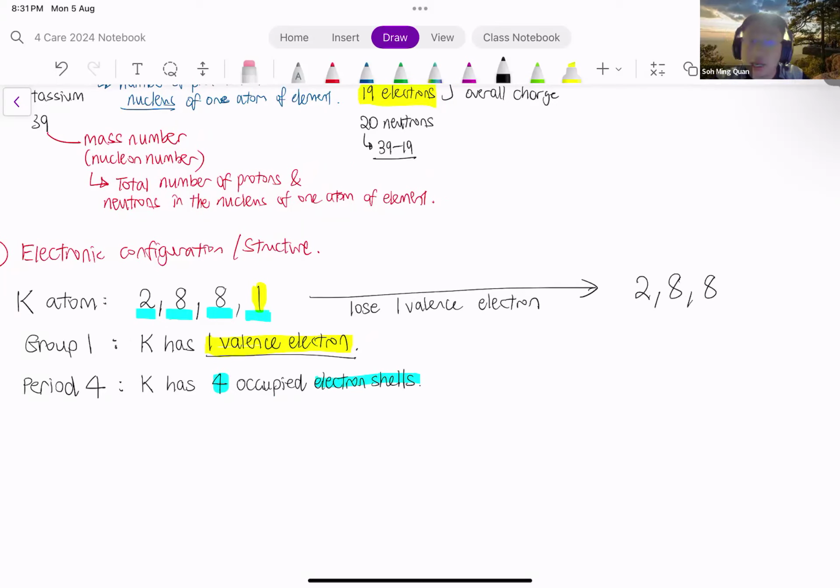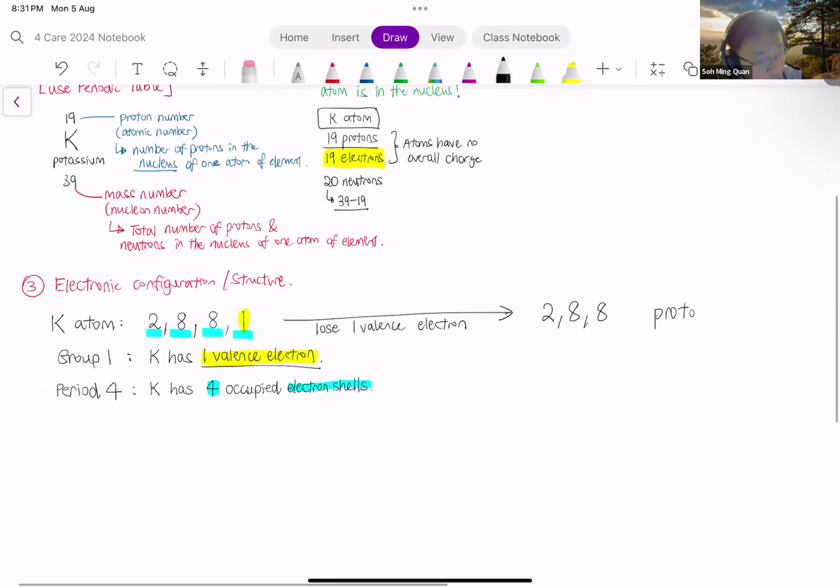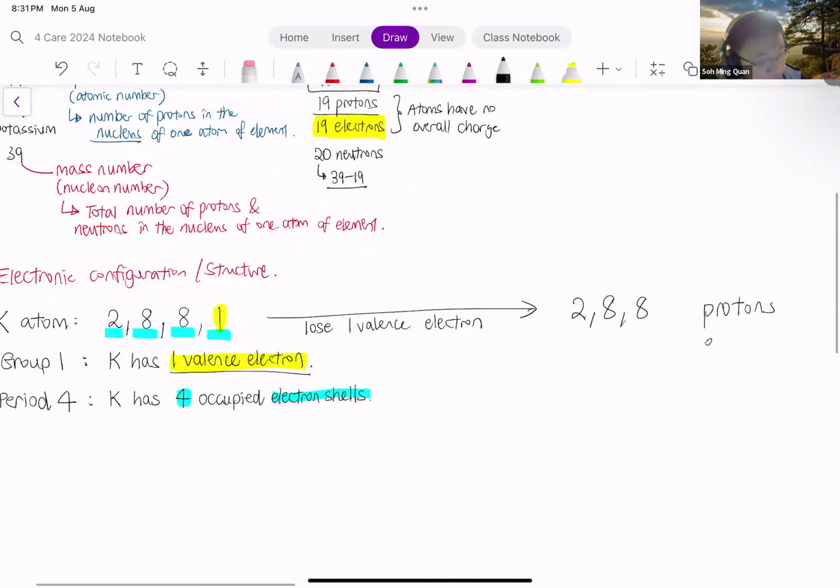And now, what has happened is that it has lost 1 valence electron. So it's no longer going to be the same as before. It's not the same as before in what sense? If now we were to count the number of protons, electrons, and neutrons, originally, I had 19 protons. Originally, I also had 19 electrons.